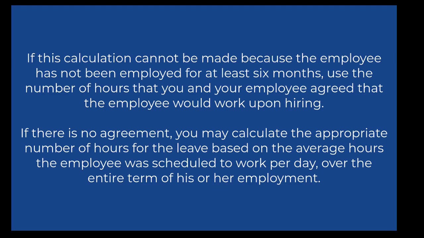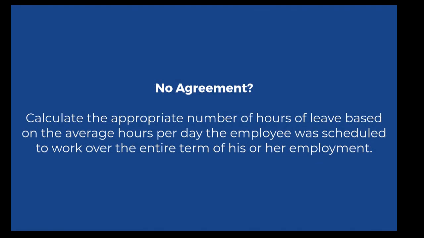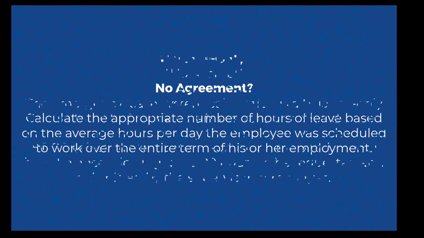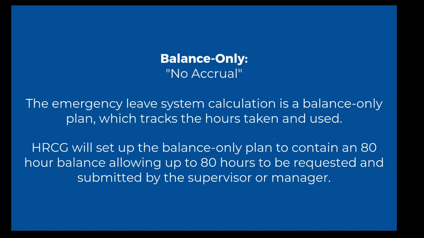10 weeks after that. If this calculation cannot be made because the employee has not been employed for the last 6 months, you may use the number of hours that you and your employee agreed upon at the time of hiring. If there is no such agreement, you may also calculate the appropriate number of hours and leave based on the average hours per day that the employee was scheduled to work over the entire term of his or her employment. The emergency leave system calculation is a balance-only plan.